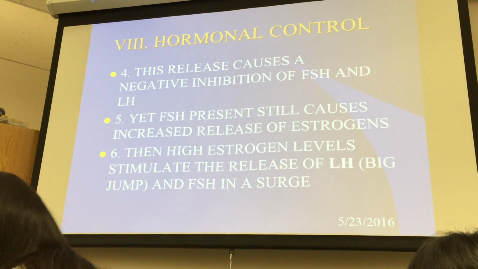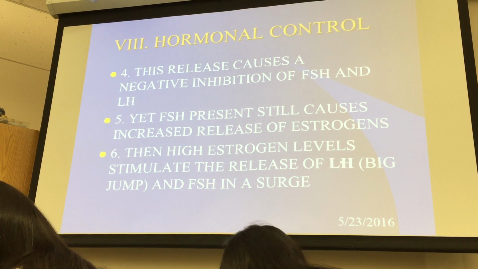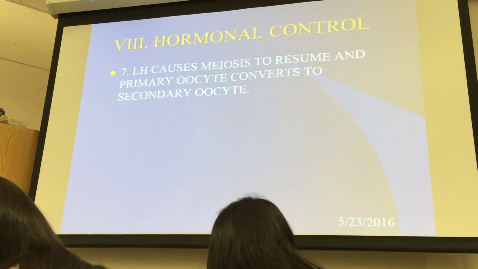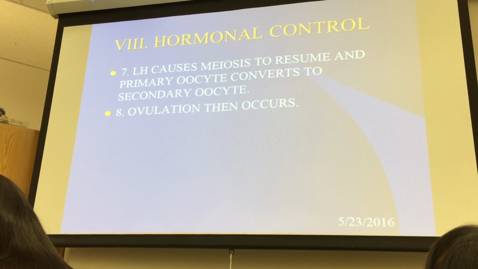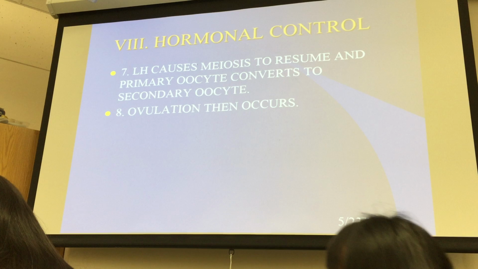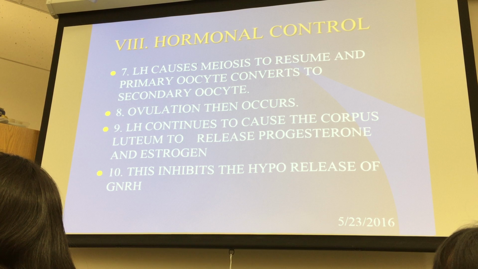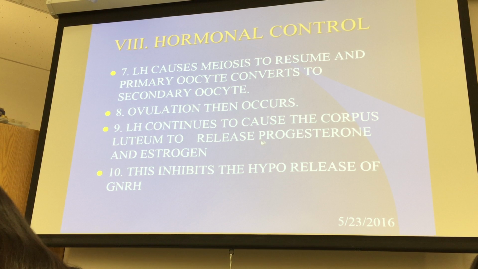High estrogen stimulates the release of LH. Now this is in bold. Circle this. LH causes ovulation. Circle that off to the side. LH here in bold, big jump, causes ovulation. Causes meiosis to resume, converts to the secondary oocyte. Ovulation occurs. LH causes the corpus luteum to release progesterone, double underline progesterone here, that's huge. It does inhibit GnRH.